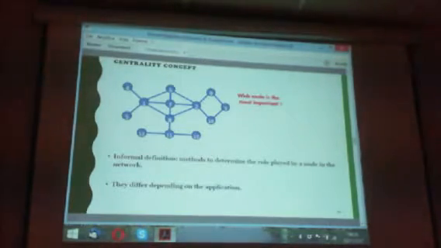Informally, centrality is a method to determine the role played by a node in some network. If we ask which node is the most important in this case, depending on the approach, we will have different definitions.